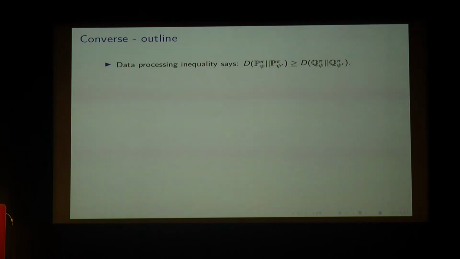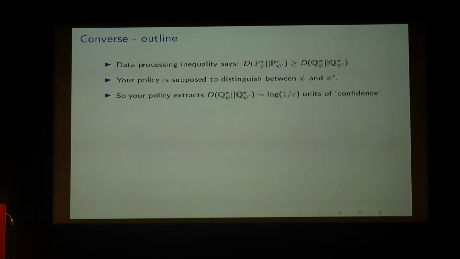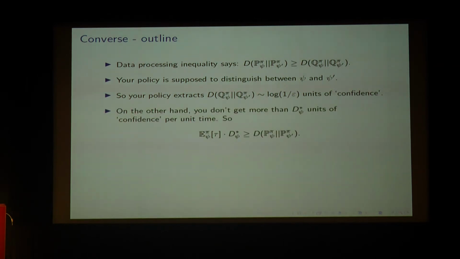Okay, so the converse outline broadly goes as follows. Here's the data processing inequality. Now your policy is supposed to be able to distinguish between psi and psi prime. So that means that at the end of the exercise, when you make a decision, you're confident that your decision is correct, and that confidence is measured in terms of the probability of error being less than or equal to epsilon. That means that you've gotten, for lack of a better word, I'll call it log of 1 over epsilon units of confidence in your decision.